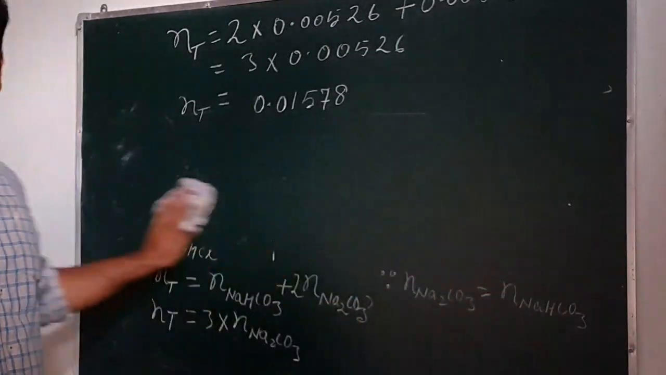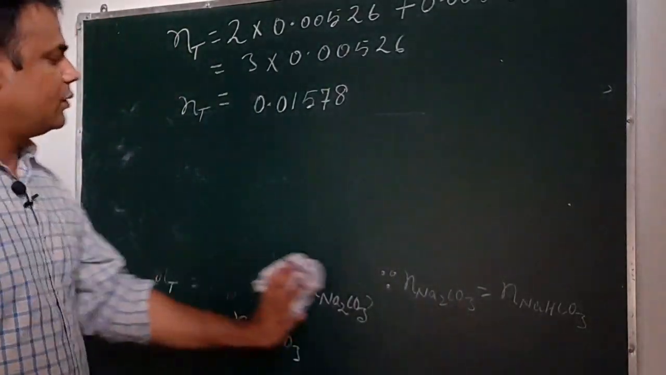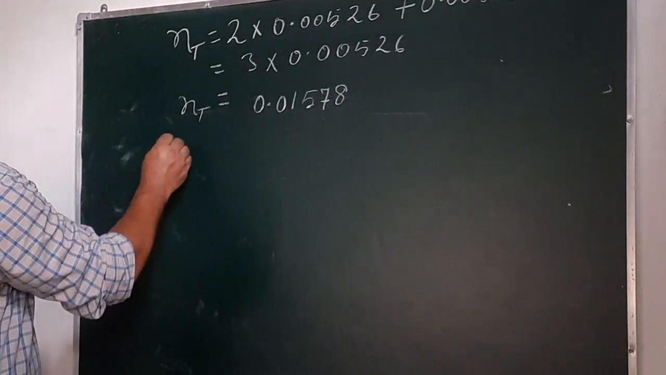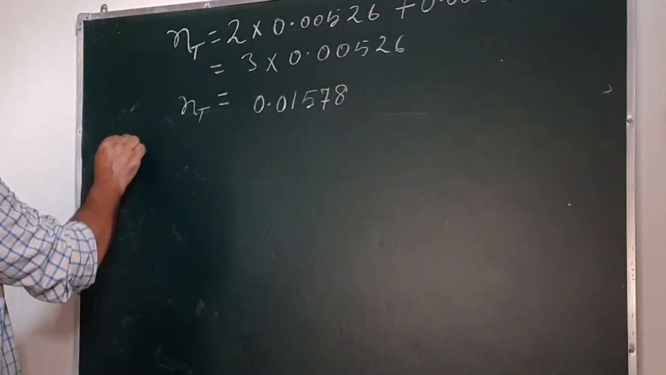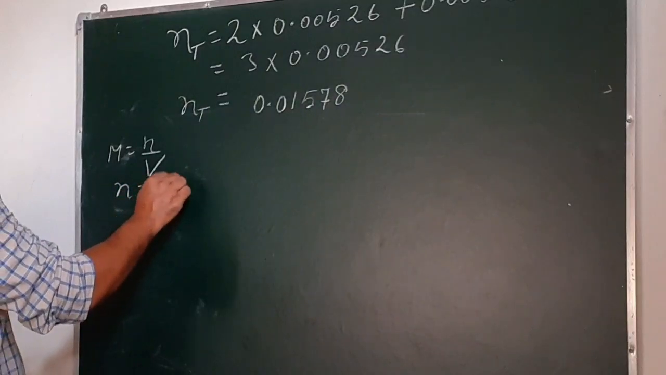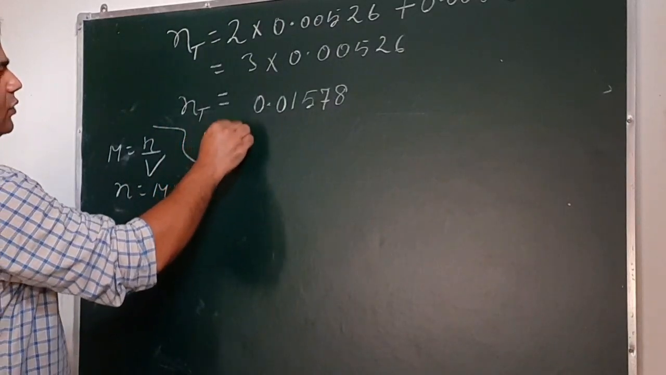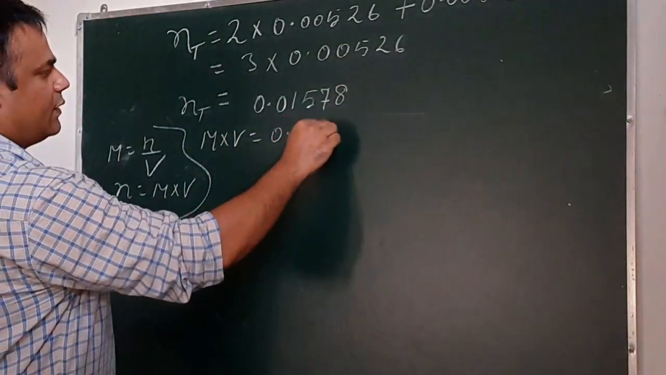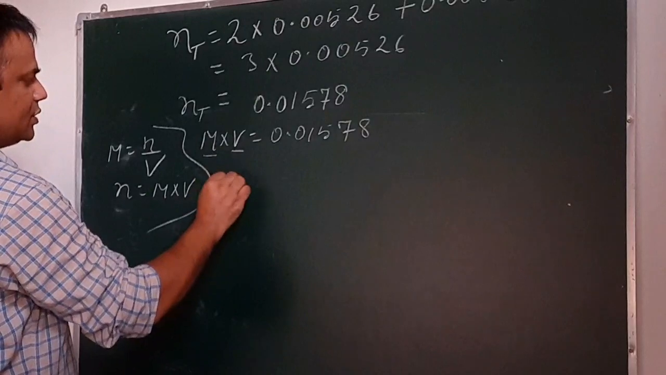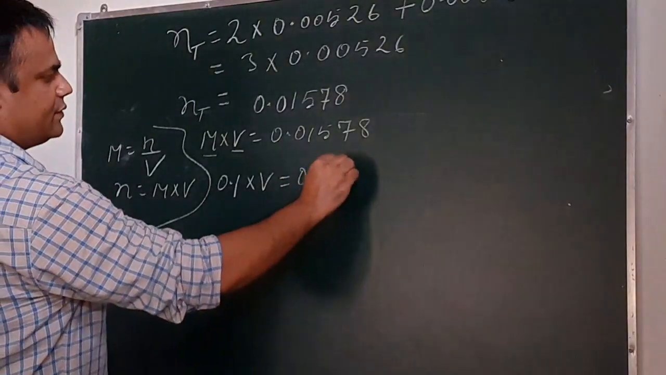And we have the molarity of the solution, and that molarity is 0.1 M HCl. So from this we can calculate the number of moles. We know the relation that molarity equals n by V. So we can write n equals molarity into volume. So in place of N total we can write molarity into volume equals 0.01578, and volume we have to determine. Molarity is given, 0.1 into volume in liter equals 0.01578.